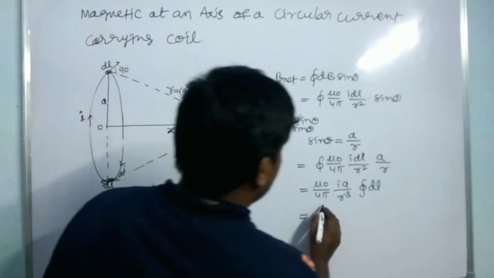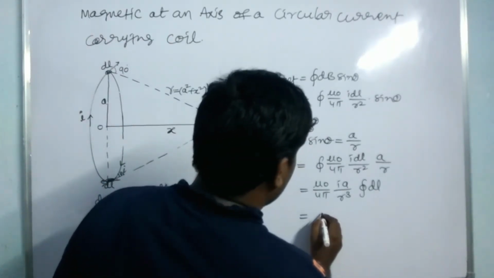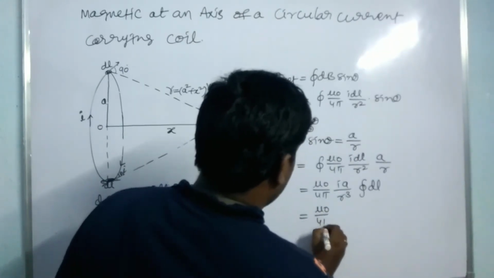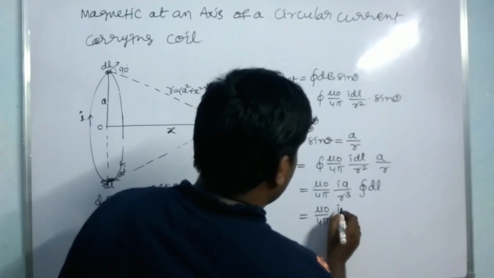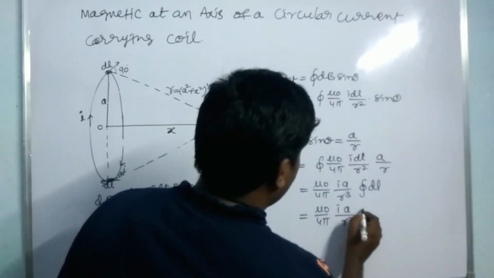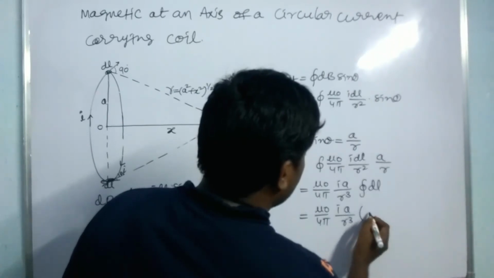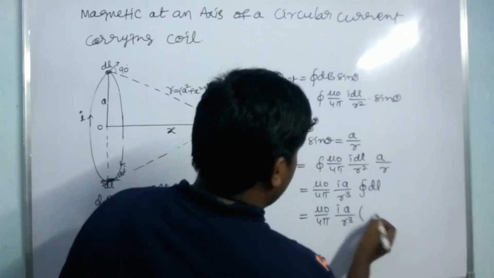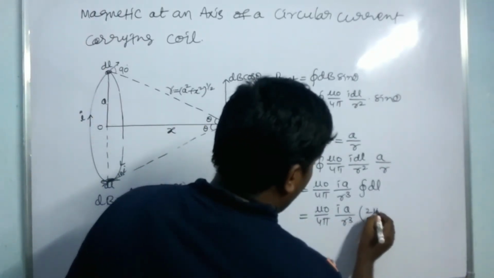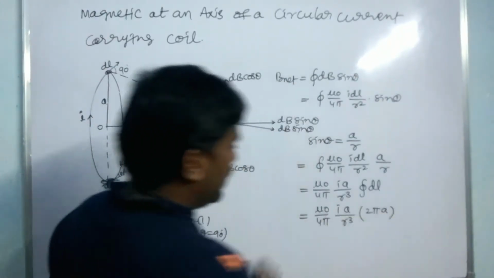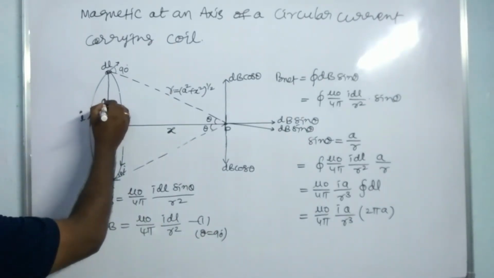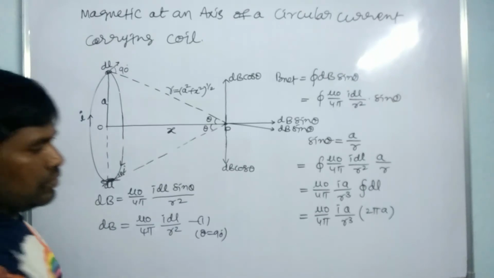So it is equal to mu naught upon 4 pi I a by r cube into integral dl. Circle integral dl is equal to the circumference of the circle, that is 2 pi a. 2 pi r, replacing r by the radius, it is a here. 2 pi a. So let us simplify.